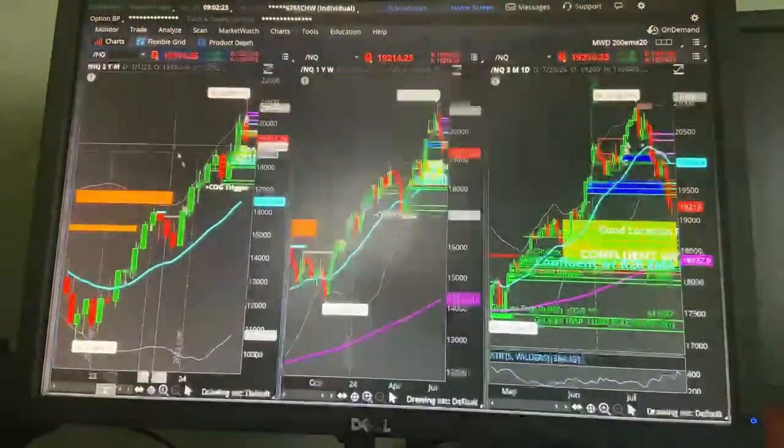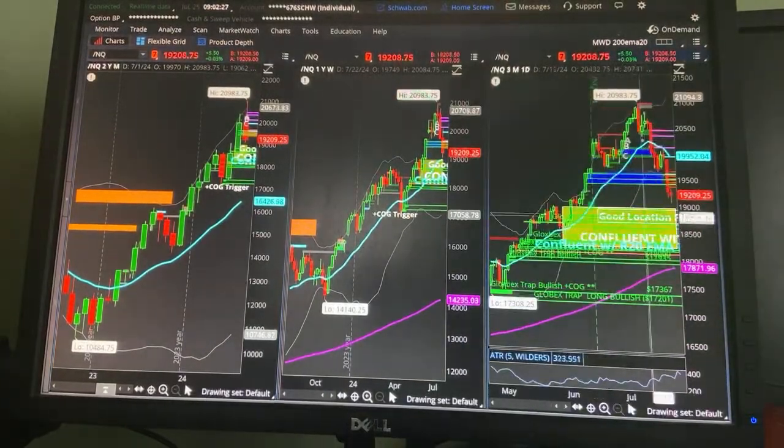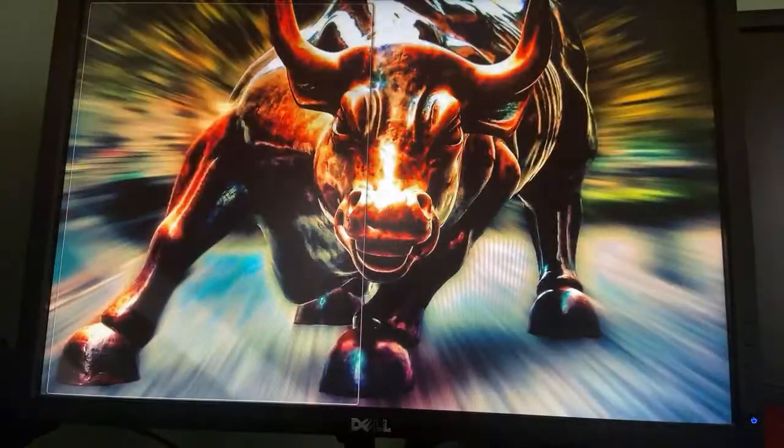As always, just real quick, starting with the monthly, the weekly, the daily. We had a good session yesterday talking about, as mentioned, the higher time frames. I do want to make a note here. This is the Nasdaq futures.